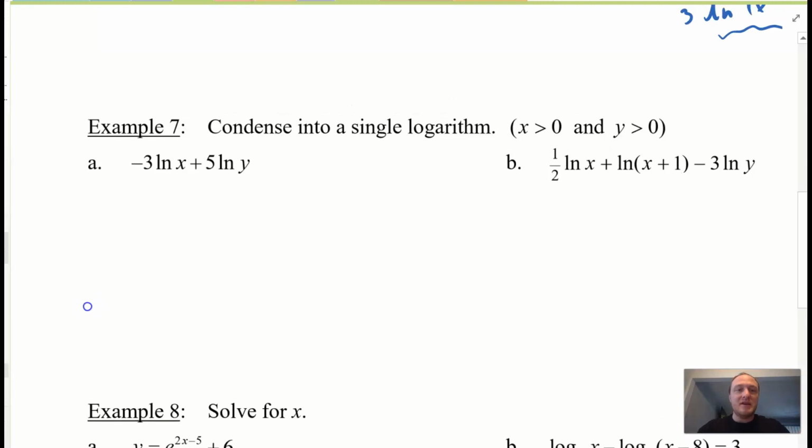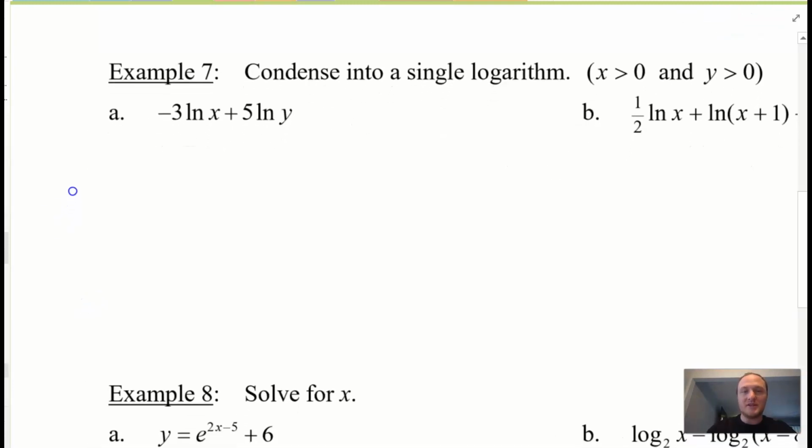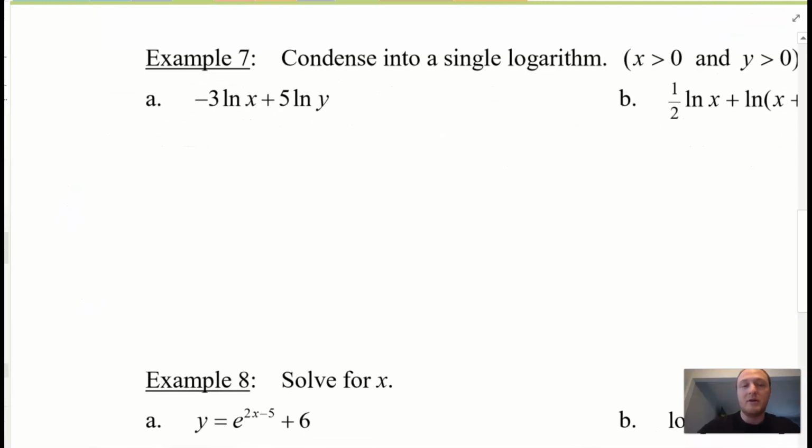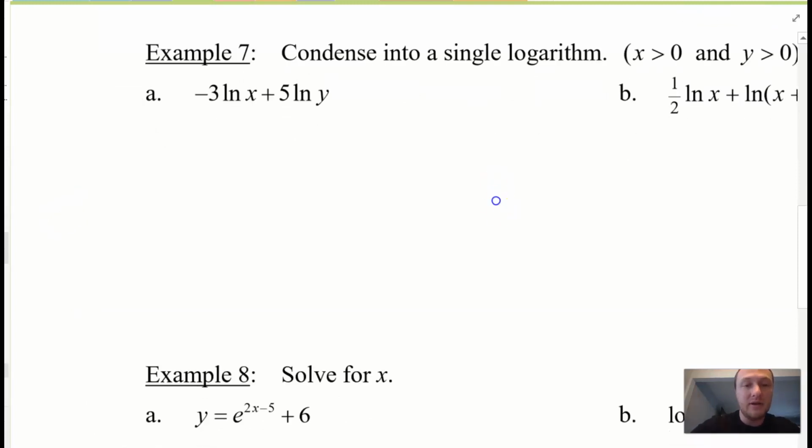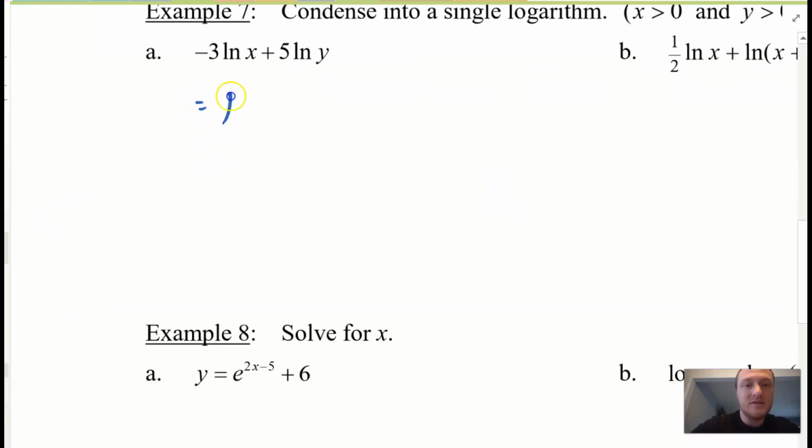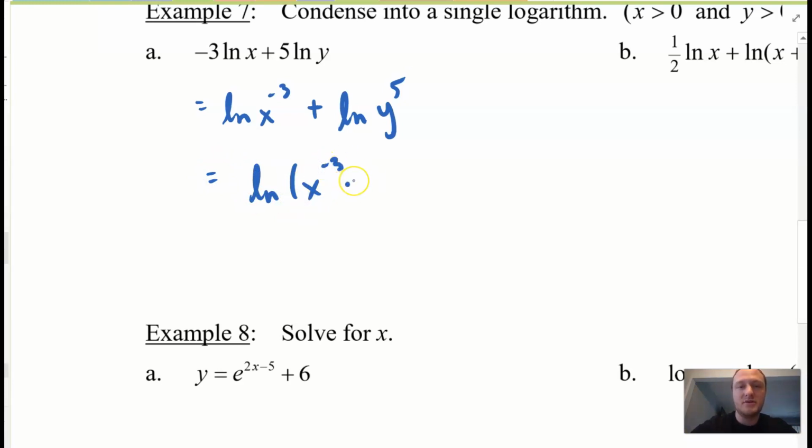So A, -3 natural log of x plus 5 natural log of y. Well, I'm going to use the power rule here first. So this is the natural log of x to the -3rd plus natural log of y to the 5th. Okay, so since I'm adding these logarithms and they're the same base, I can go ahead and multiply them. So I have natural log of x to the negative third times y to the fifth.